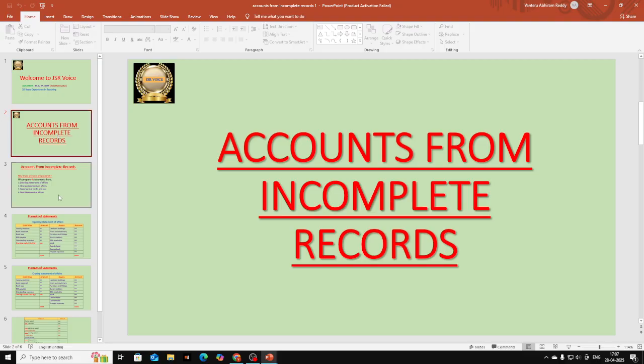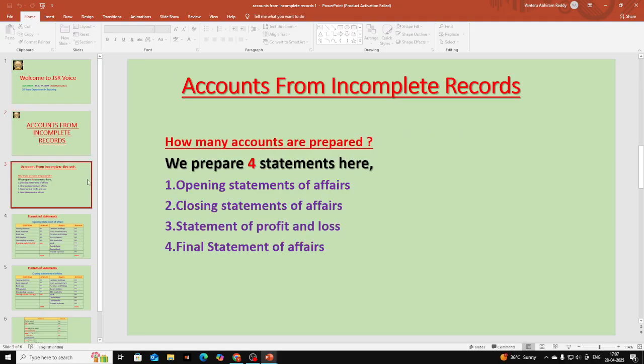So under this system, under accounts from incomplete records, in total how many accounts are we going to prepare? Here we don't prepare accounts, we prepare statements. Hope this is clear for everyone. But how many statements do we prepare here? Mainly 4 statements we prepare here. Students, you can watch the screen and listen to my class.